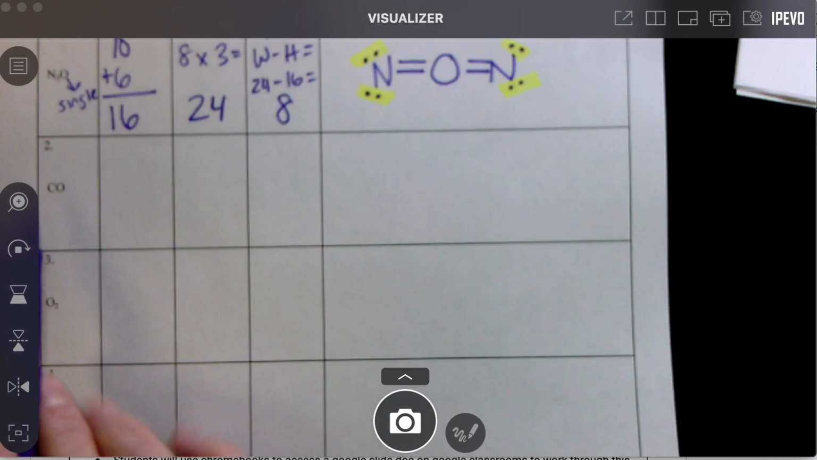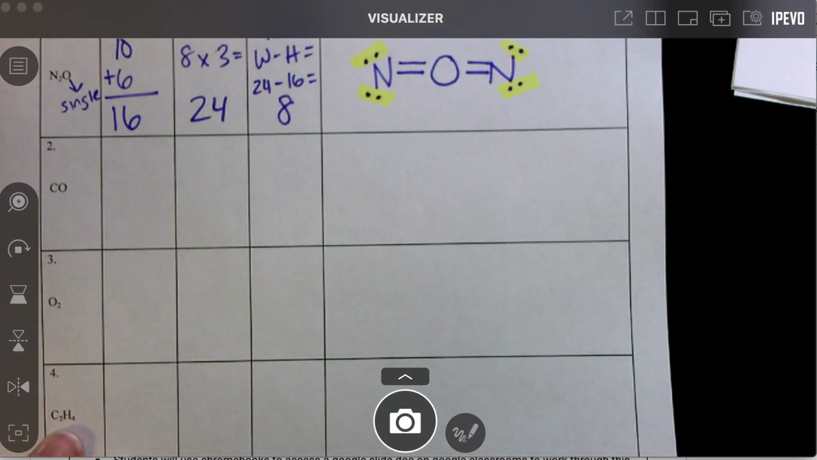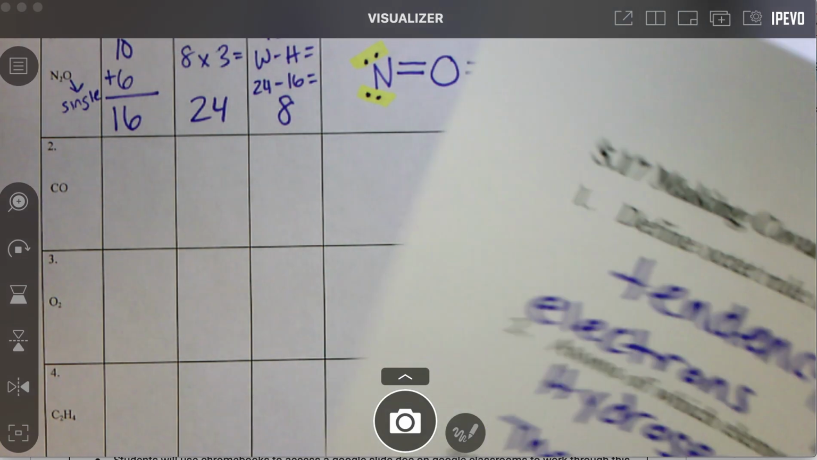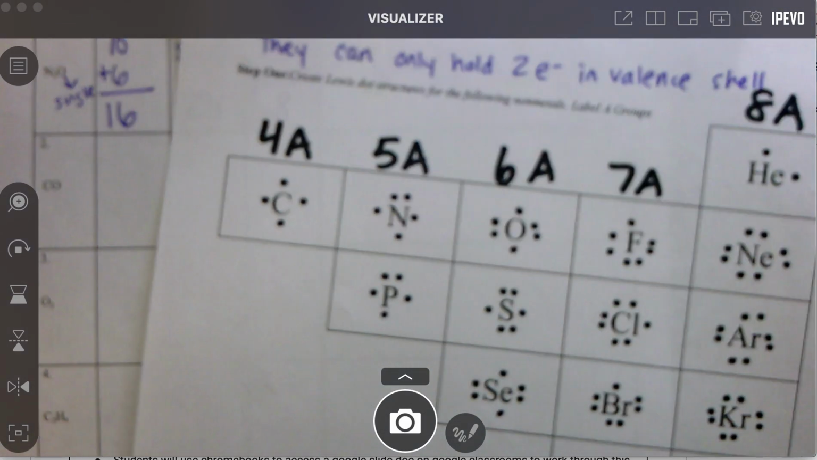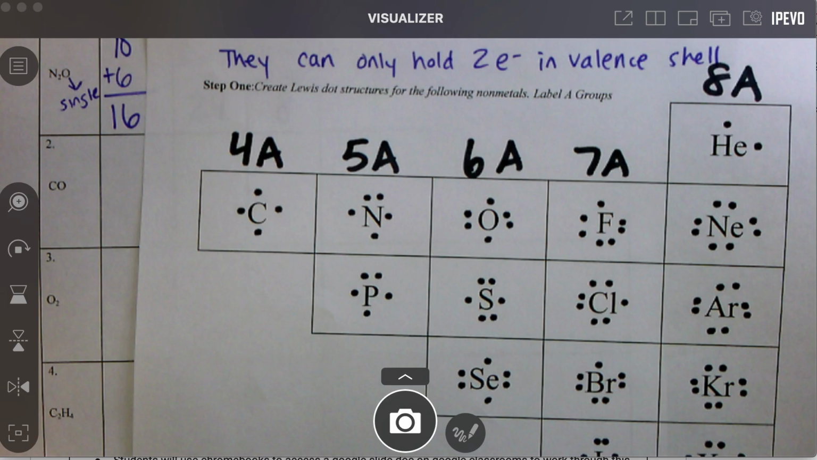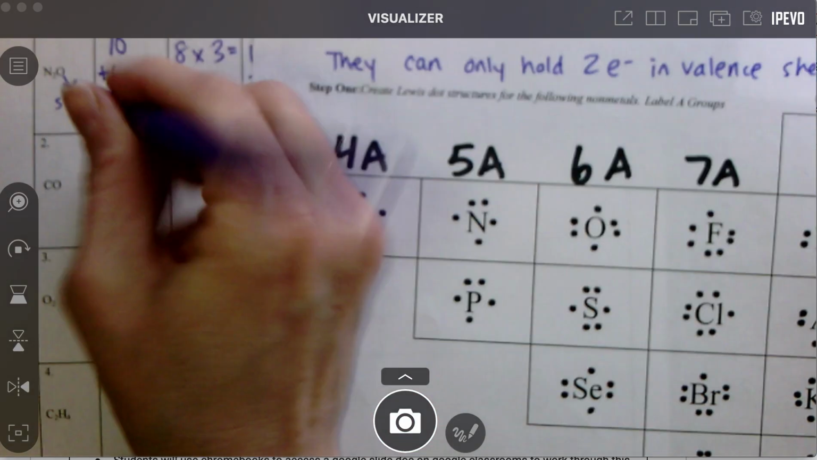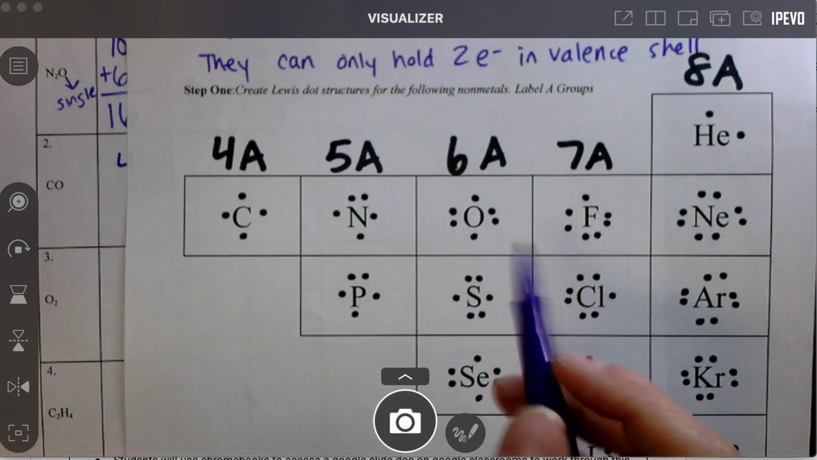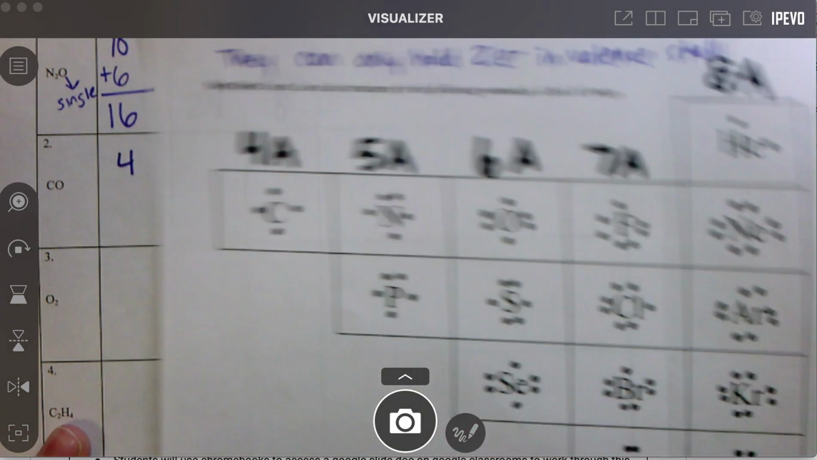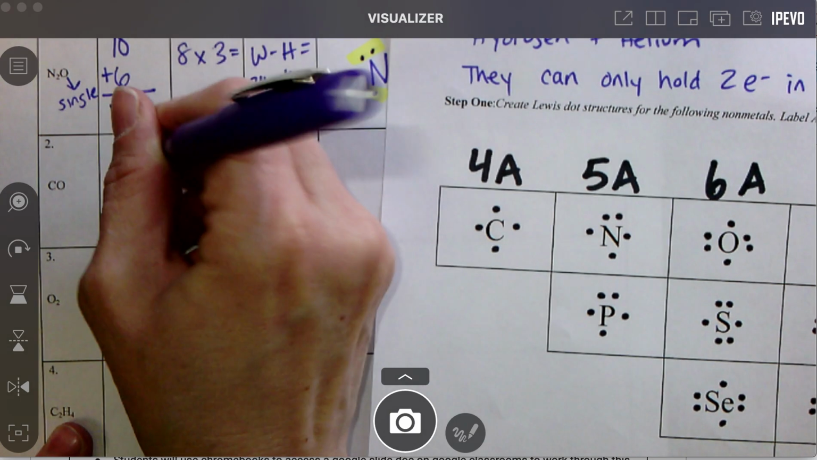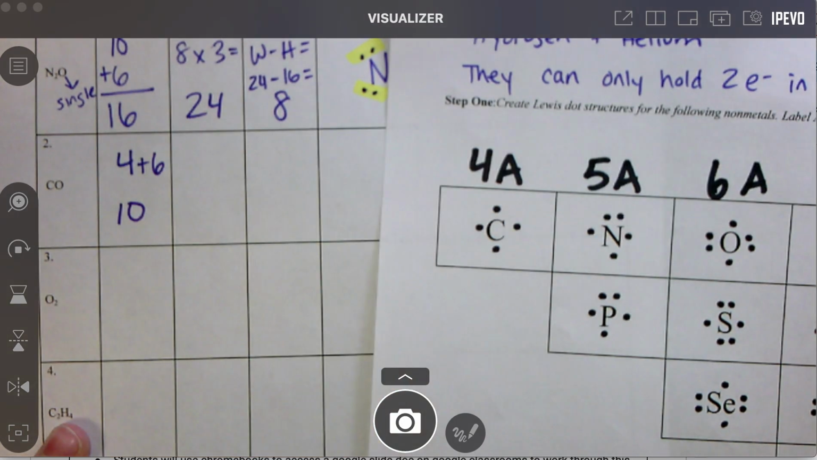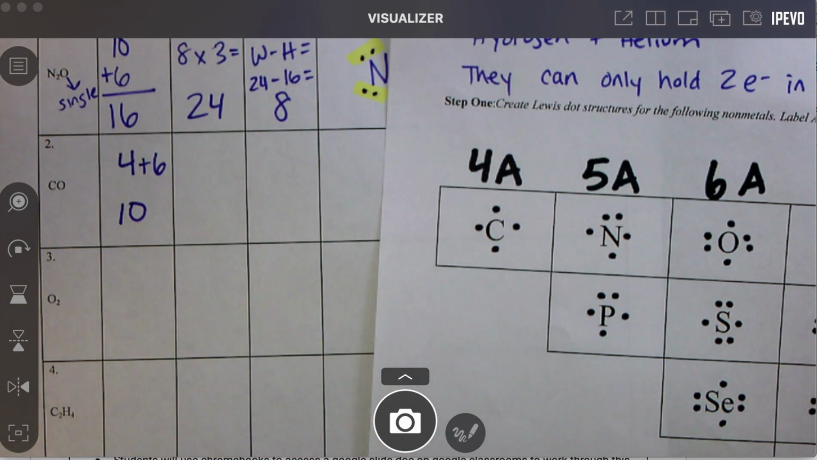The next compound we're going to draw is carbon monoxide. Again, we can look at the Lewis dot structures that we made on 5.17. Carbon has 4 valence electrons. Oxygen in group 6A has 6. So we have a total of 10 valence electrons that we can distribute.